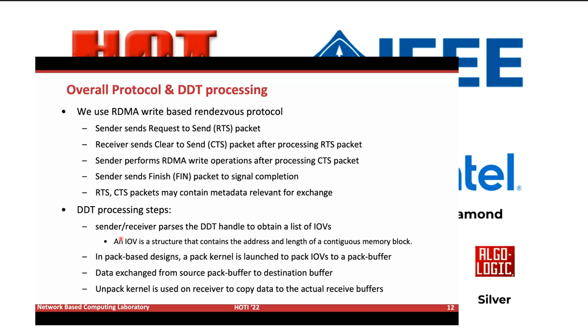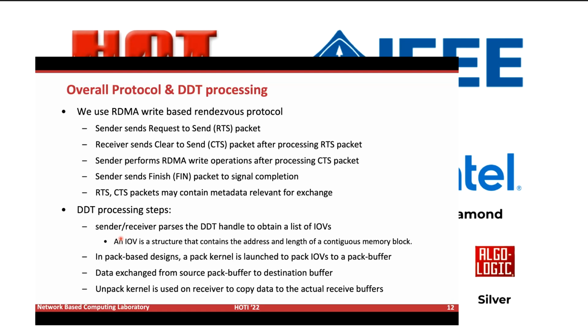In processing DDT, first the sender and receiver parse the DDT handle to obtain a list of IOVs. The DDT handle is what is given in the data type field in MPI send or receive or any other primitives. The MPI library parses that to obtain the list of IOVs. An IOV is a structure that contains the address and length of a contiguous memory block. So any non-contiguous layout can be represented as a list of IOVs.